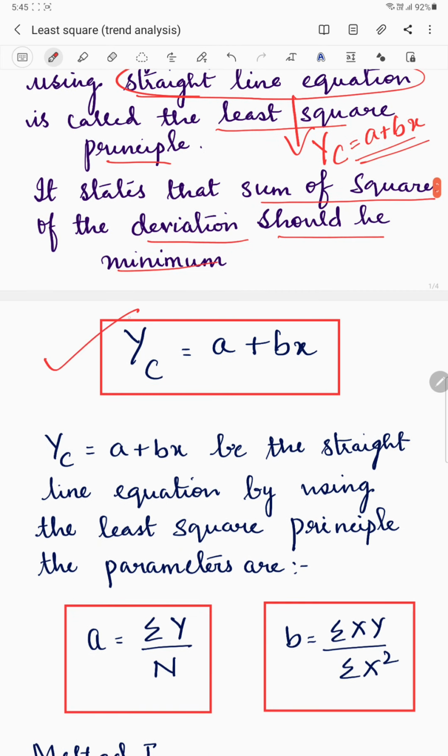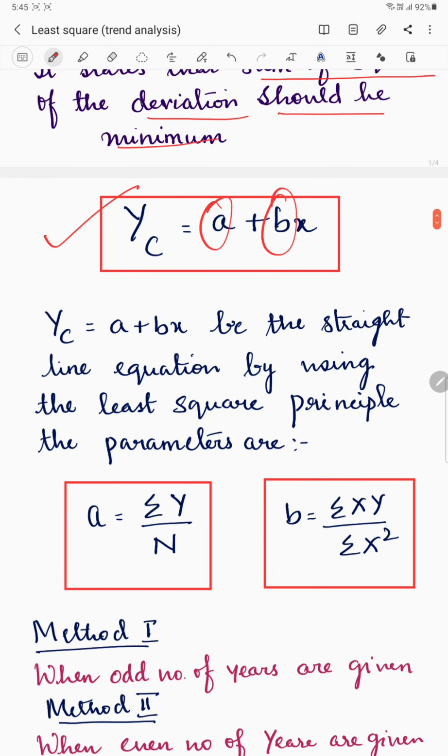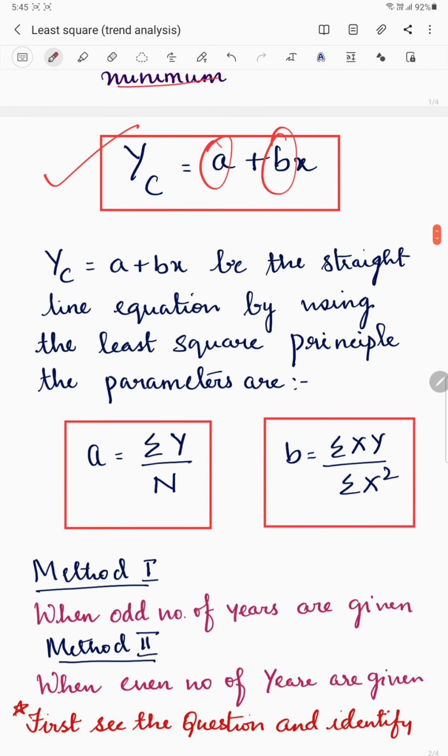Okay, so kindly remember this: yc is equal to a plus bx. So you should know what a is and what bx is. You will anyhow calculate. So yc is equal to a plus bx is a straight line equation. It's a straight line equation by using least square principle.